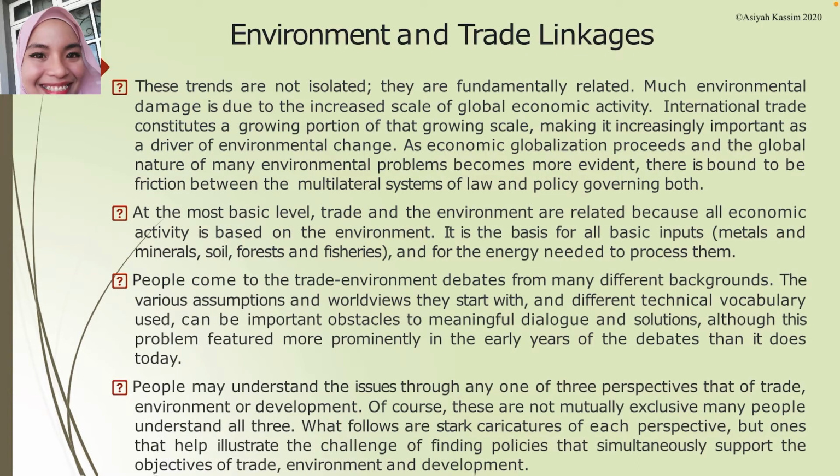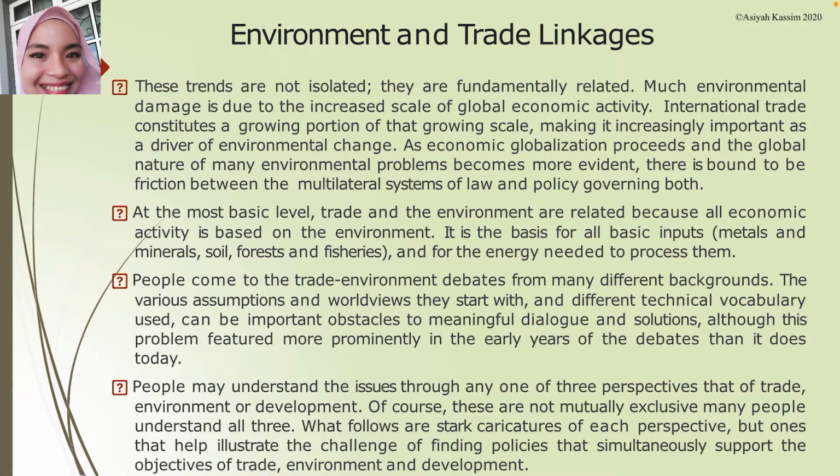So, environment and trade linkage, they are fundamentally related. This is because environmental damage is due to the increase of scale of global economic activity. So as economic globalization proceeds, the global nature of many environmental problems becomes more evident.